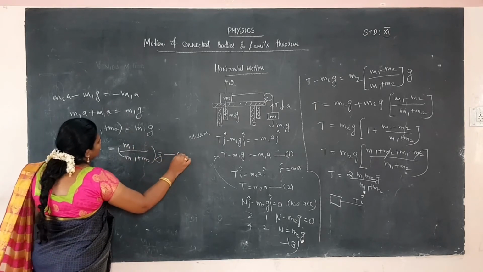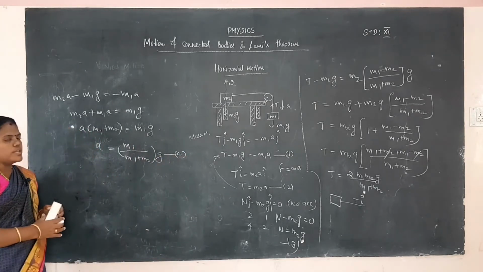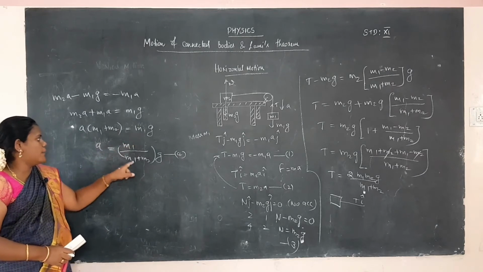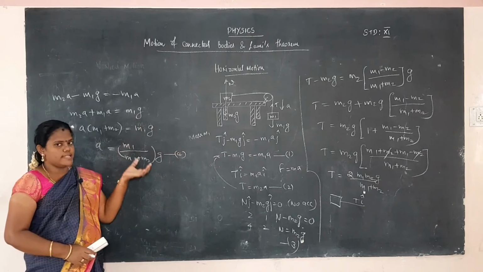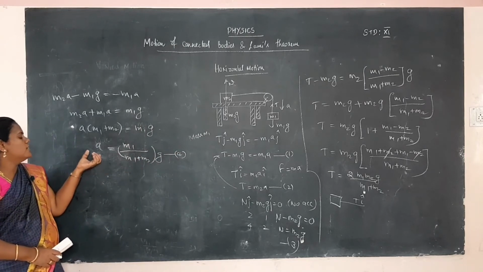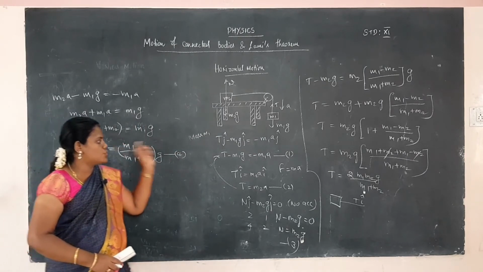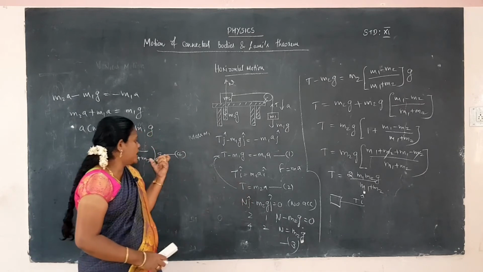This is equation 4. So A is equal to M1 by M1 plus M2 into G. This is the acceleration that will be created in the y direction or x direction. Now we substitute equation 4 in equation 2.